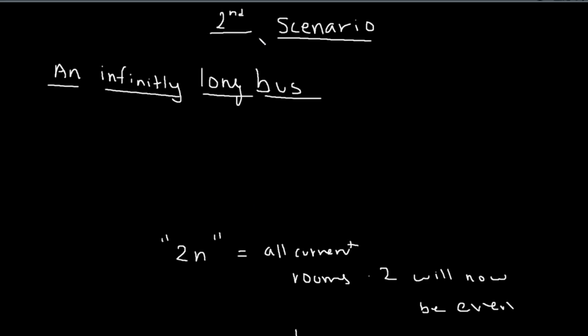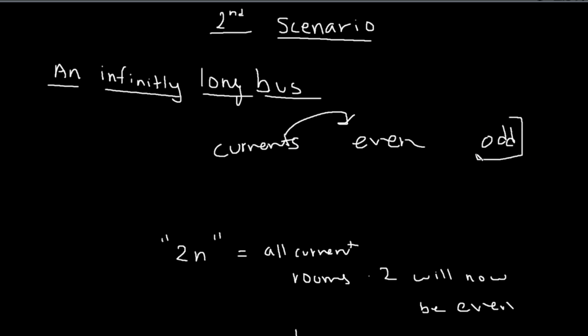Alright, so we're at our second scenario, which is when an infinitely long bus full of tourists wishes to check into the already full Infinity Hotel. This problem can also be solved. Since there's an infinite number of even numbers and an infinite number of odd numbers, if we move all of the current guests into even numbers, we'll create an infinite number of odd numbers open for these people right here.